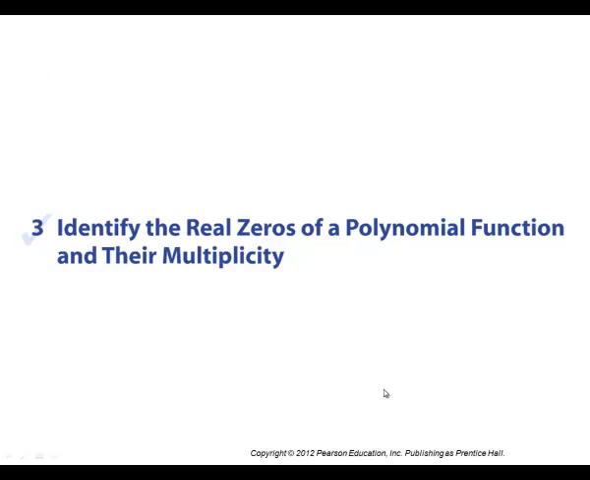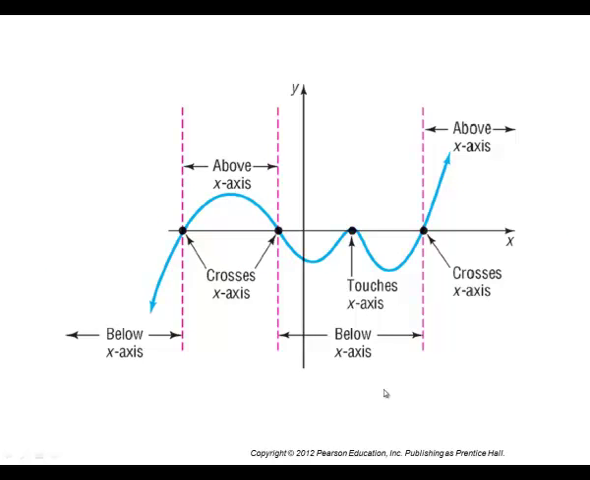Okay, we want to identify the real zeros. When we talk about real zeros, we mean the x-intercepts. Alright, so we want to find the x-intercepts. Either it's going to touch, come up, touch, and then go back down, or it's going to go through the x-axis. Either way, these are going to be 0 for the y, but they're going to intercept or touch the x-axis.